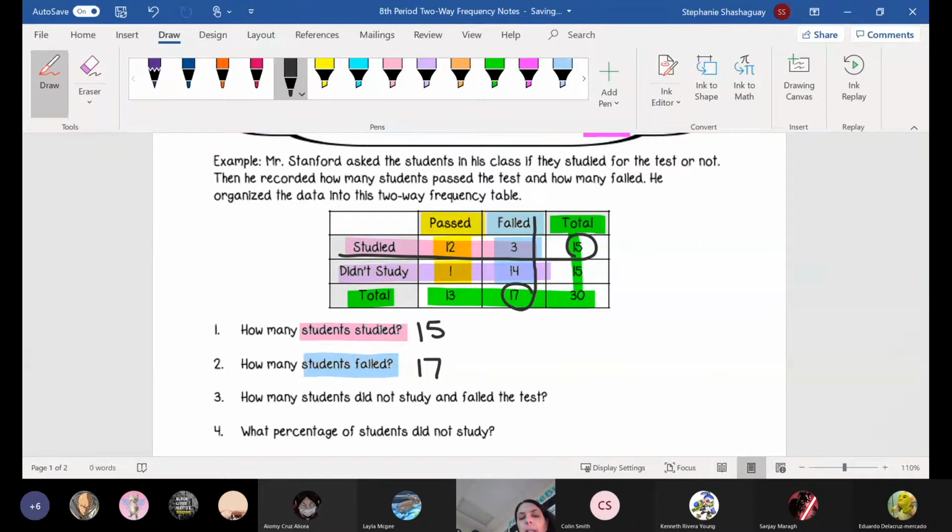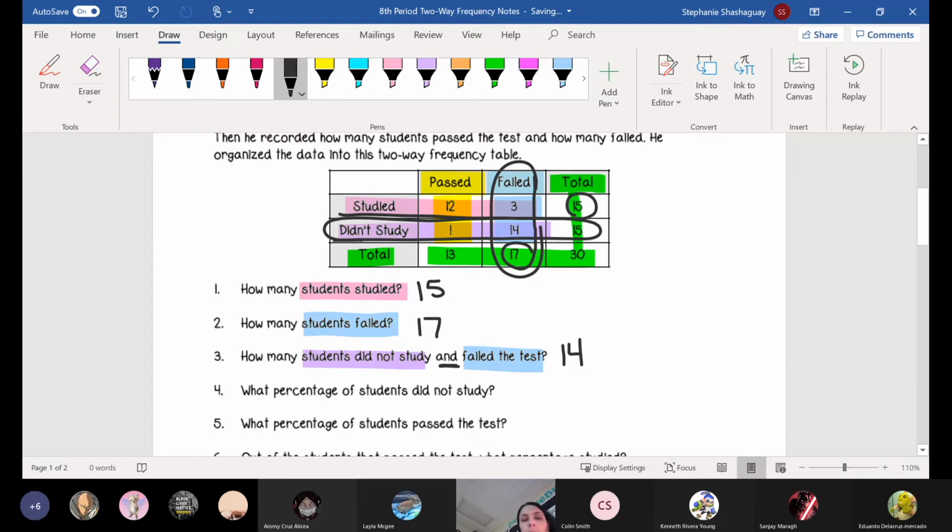How many students did not study and failed the test? So we need to look at one of these middle numbers because they have to qualify for both. So how many students did not study and failed the test? Did not study is here and failed is here. And where they intersect is at 14. So there were 14 students that didn't study and failed.